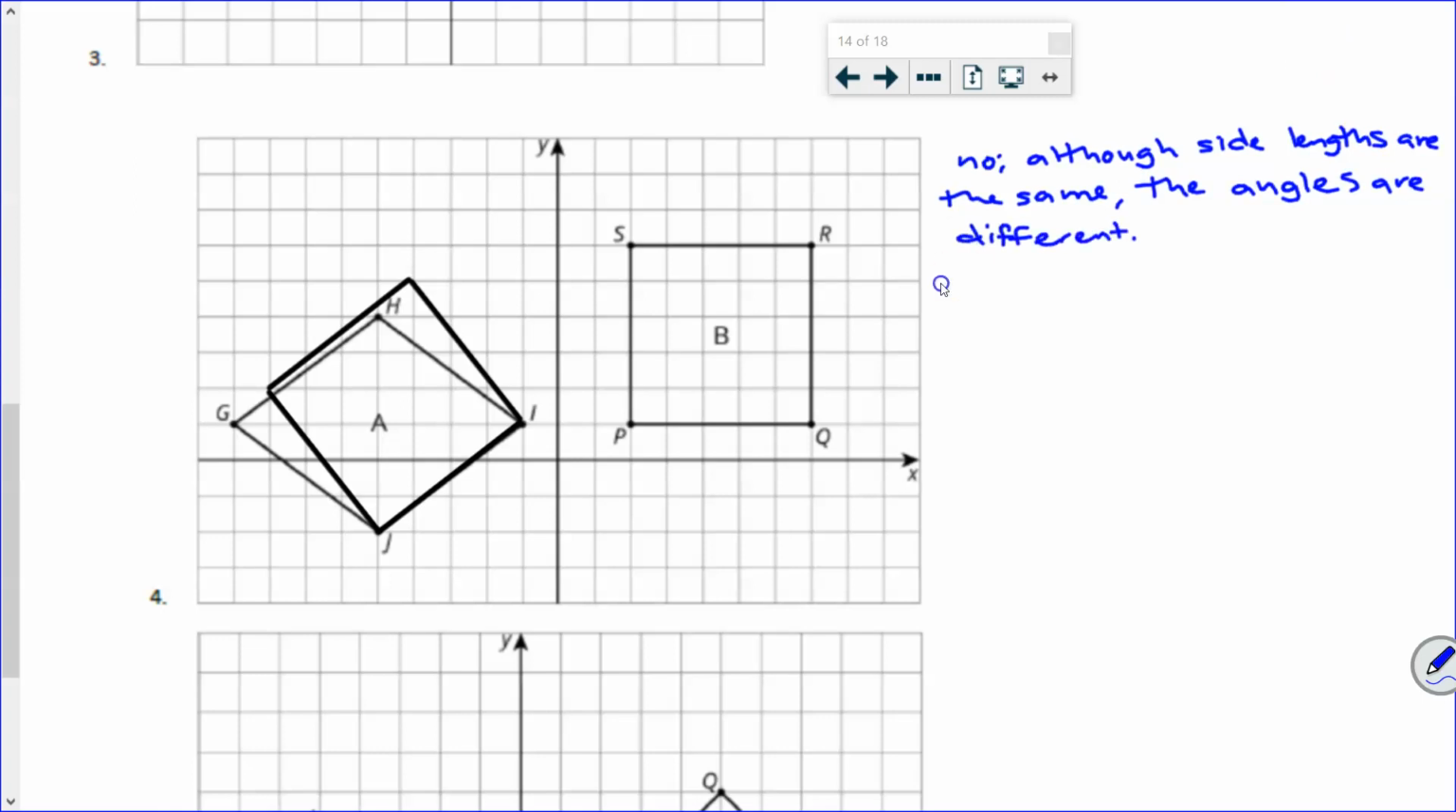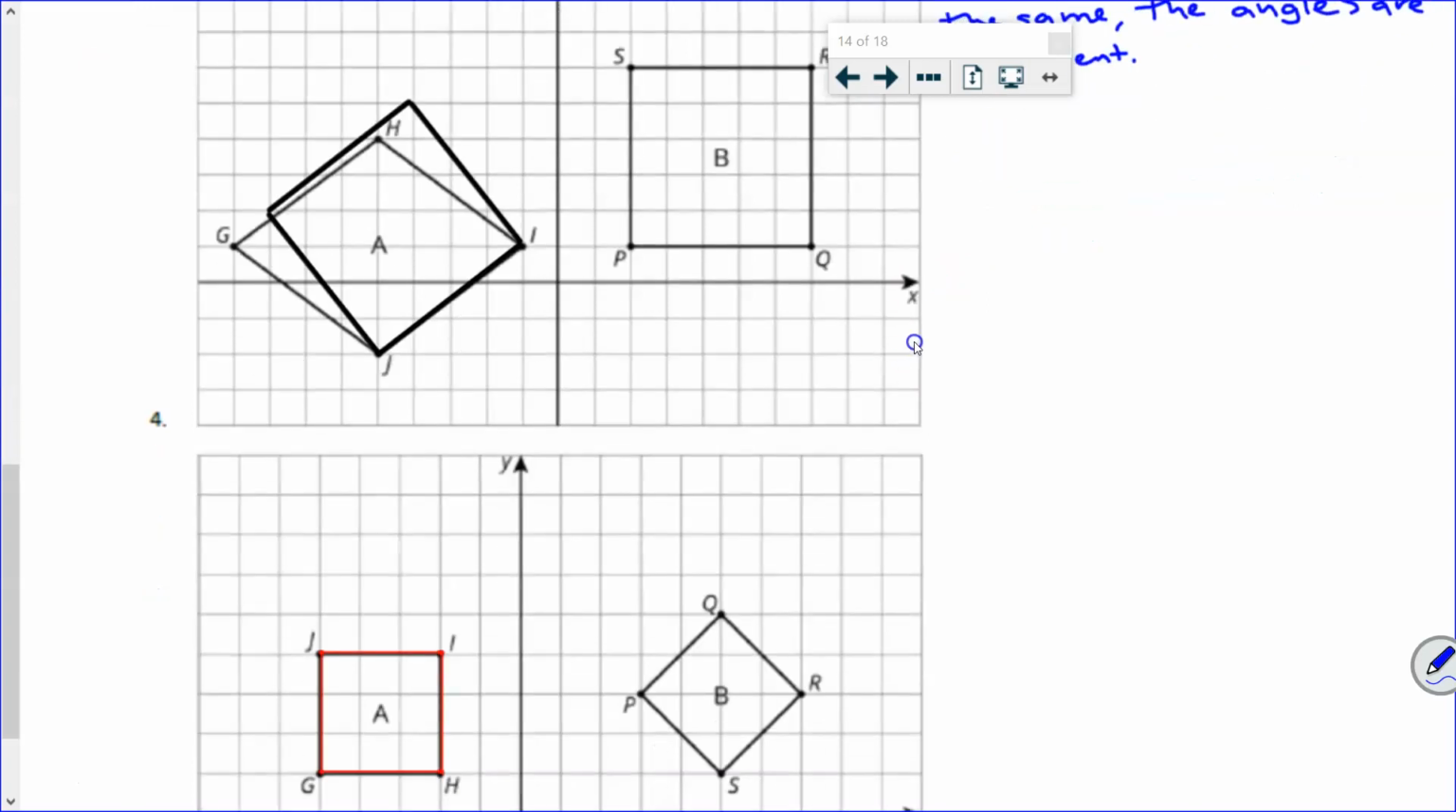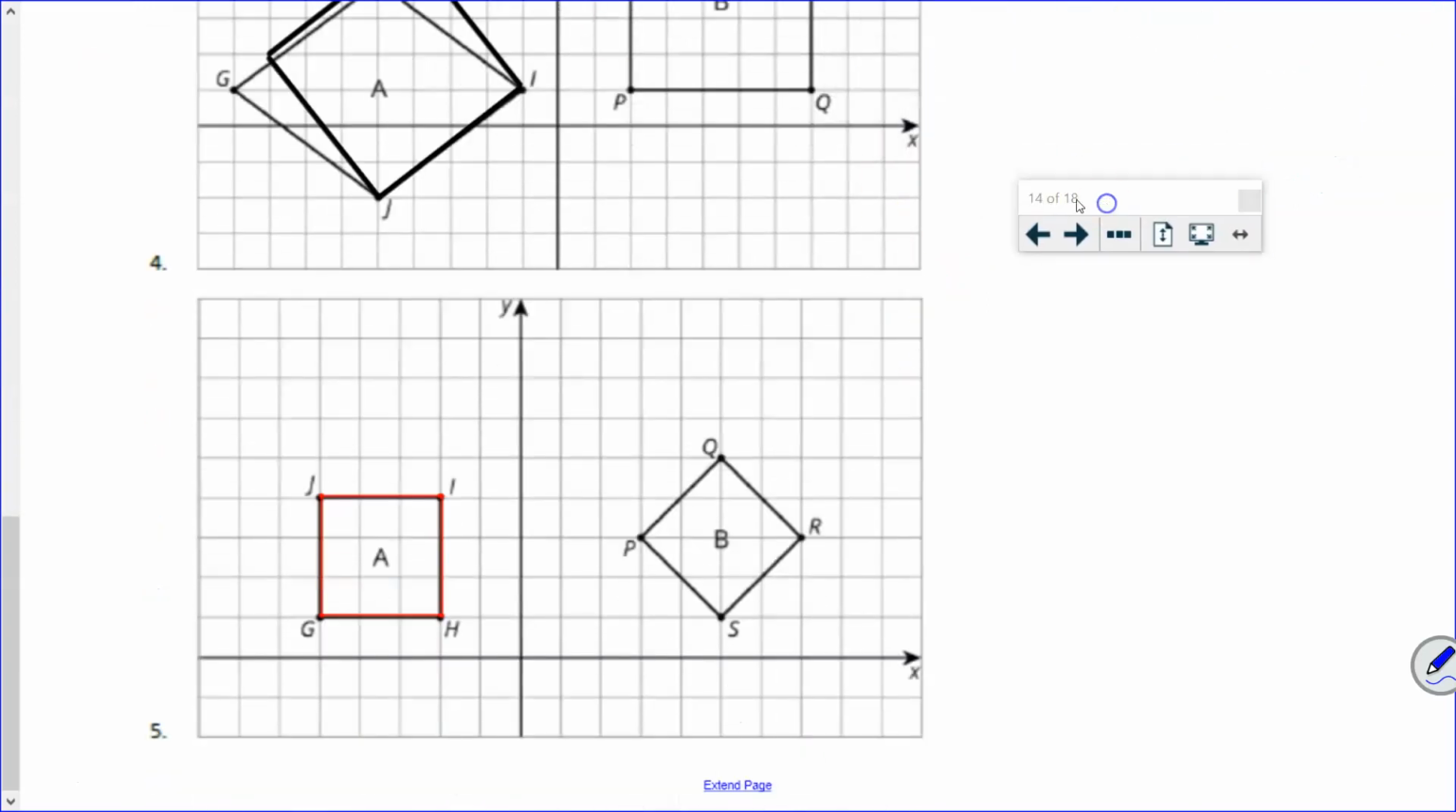And here's my favorite one. Number 5. Are they the same? Raise your hand if you say yes. Raise your hand if you say no. Unanimously incorrect. This is about precision, folks. Precision. Watch this.